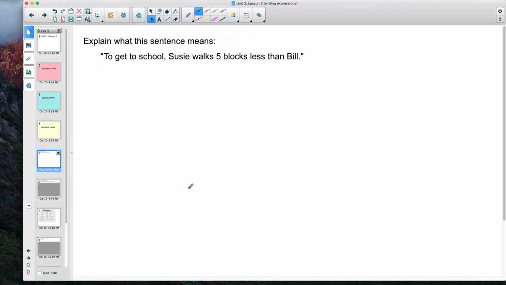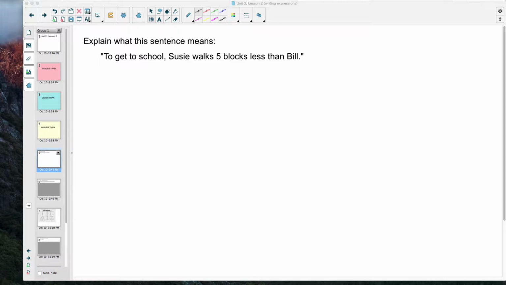Just to guide us into this lesson, I like to look at this warm-up problem to start thinking about things. If I asked you to explain what this sentence means: to get to school, Susie walks 5 blocks less than Bill. Can this sentence be written mathematically? Many of you are probably thinking yes.